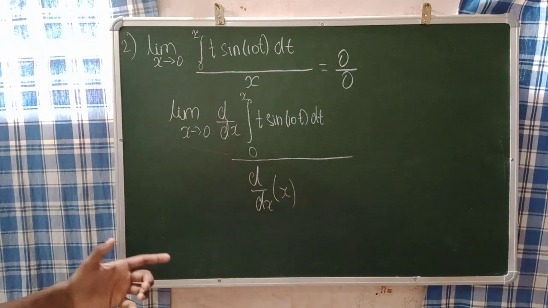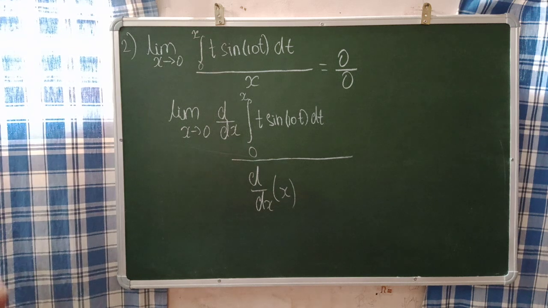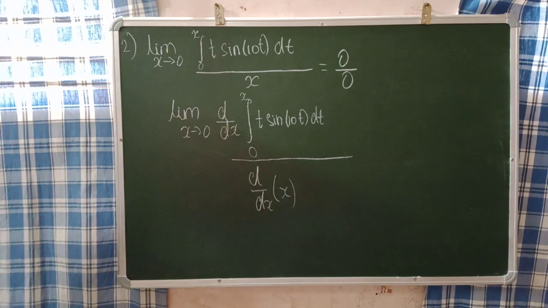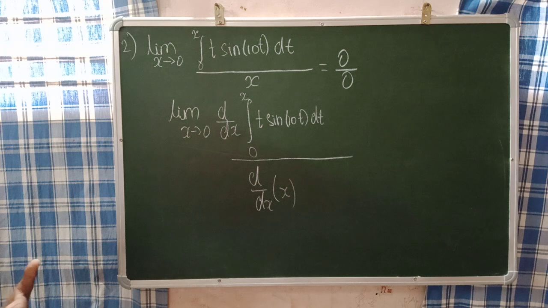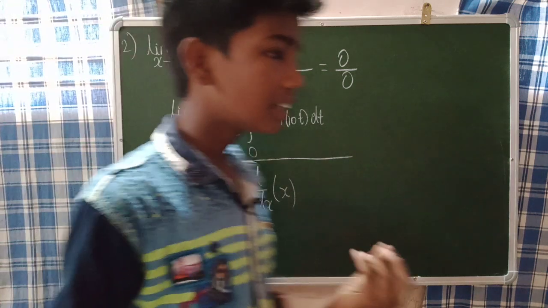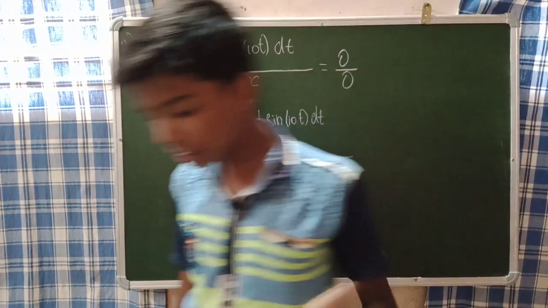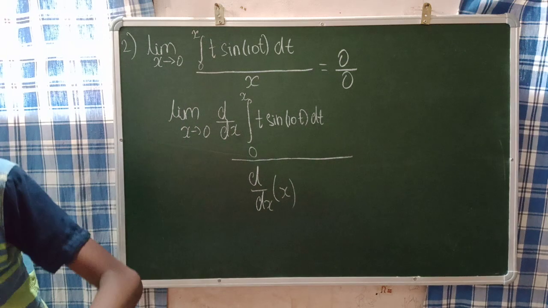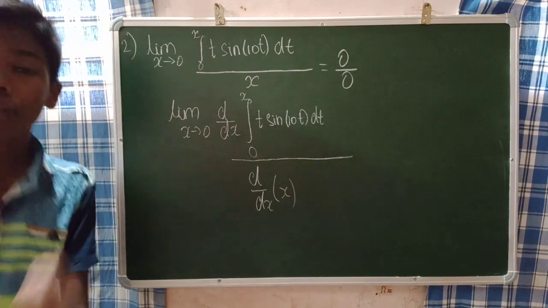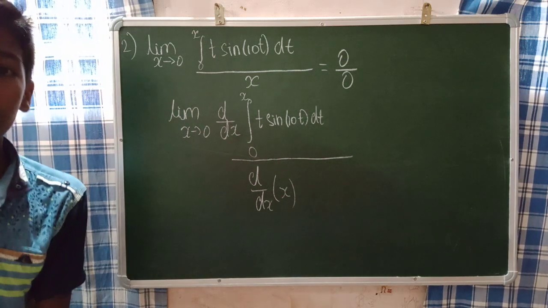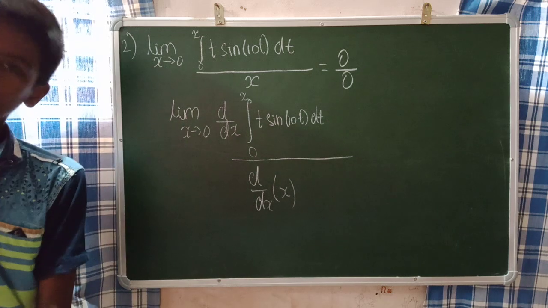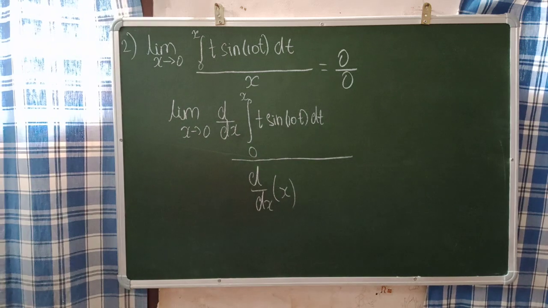But in the numerator, you are supposed to differentiate a definite integral. That is the difficult part, for the people who don't know the Newton-Leibniz formula. But it's an easy part for the people who know the Newton-Leibniz formula.